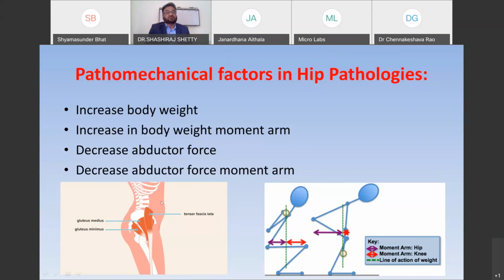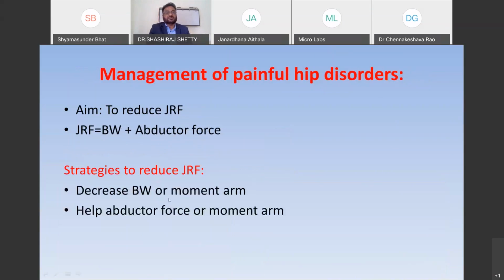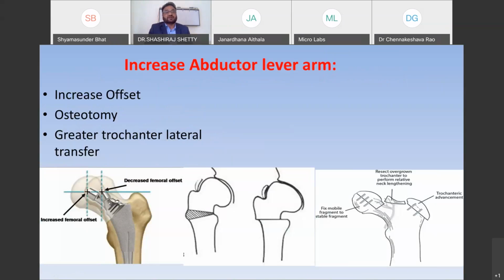Management of painful hip disorders aims to reduce the joint reaction force. The joint reaction force is equal to body weight plus abductor force. Strategies to reduce the joint reaction force are decreasing the body weight or the moment, or helping the abductor force. Increase the abductor lever arm by increasing the offset, doing an osteotomy or greater trochanter lateral transfer.